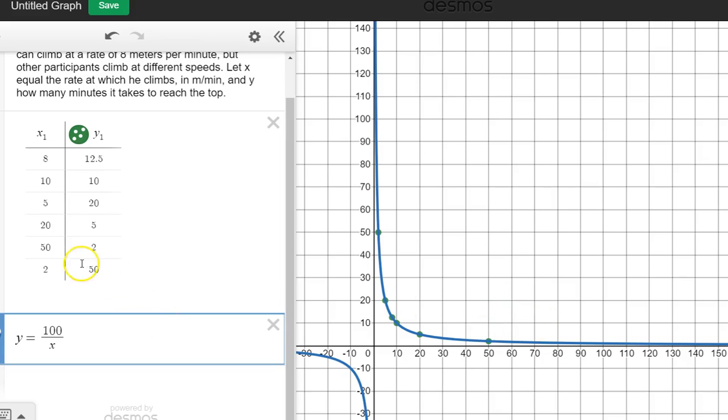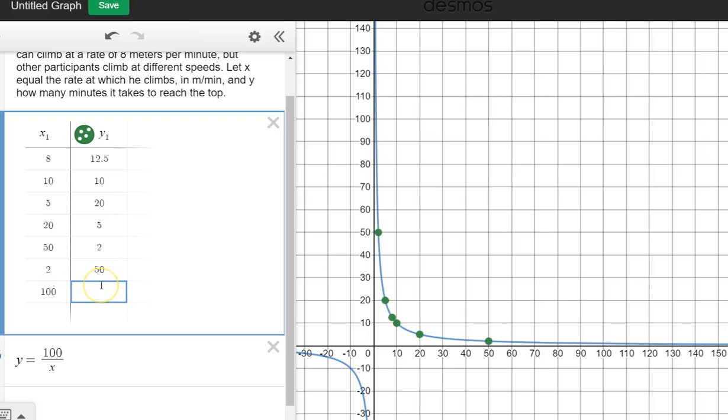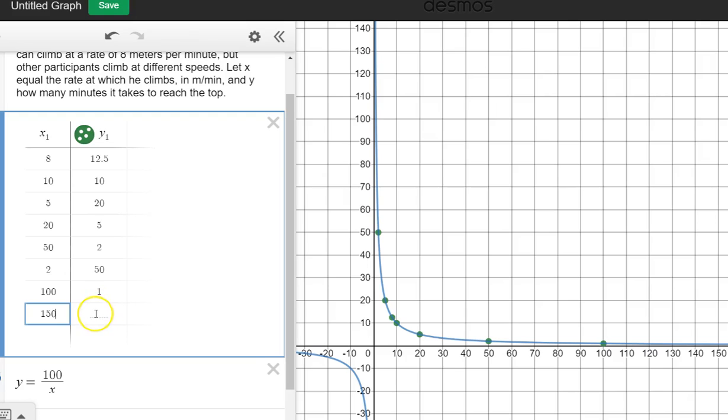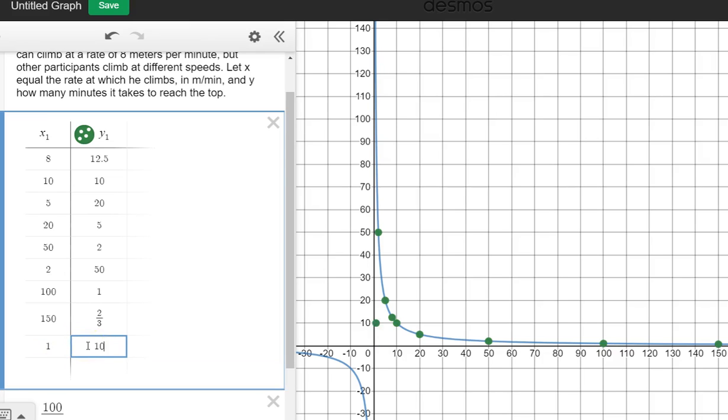Let's think about some other points. Going back to my little chart here, what if a person climbed at a rate of 100 meters per minute? How long would it take to reach the top? Only 1 minute. What if they climbed at a rate of 150 meters per minute? 100 divided by 150 would be, was it 2/3? 2 divided by 3. What if someone climbed at a rate of 1 meter per minute? It would take them 100 minutes to reach the top.